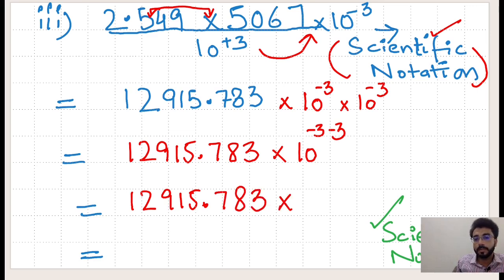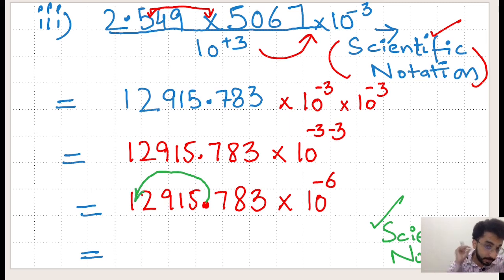Multiply 10 raised to power negative 6. Now tell me students, is the answer now in scientific notation or not? क्या ये जो आंसर आया है साइंटिफिक नोटेशन में है या नहीं है? The answer is not in scientific notation because we have to move the decimal point after the first non-zero left digit. So we have to move this decimal point from right to left.